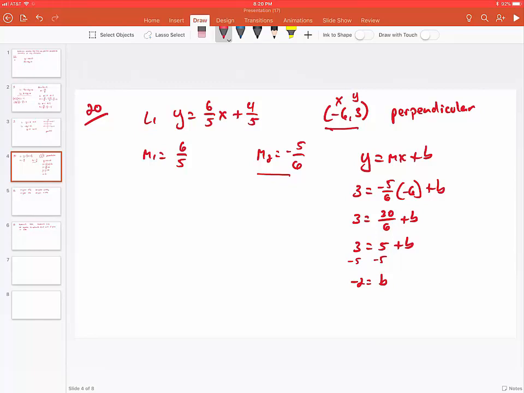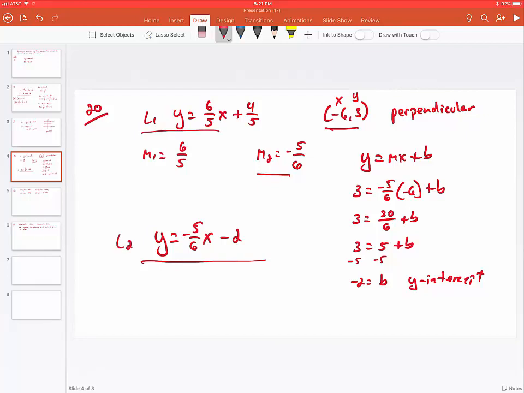So now I have my y-intercept. If you remember, this is my y-intercept. And I also have my slope. And so the answer to this one would be y is equal to -5/6x minus 2. And so this line, my L2, is perpendicular to my first line and passes through the point (-6, 3).